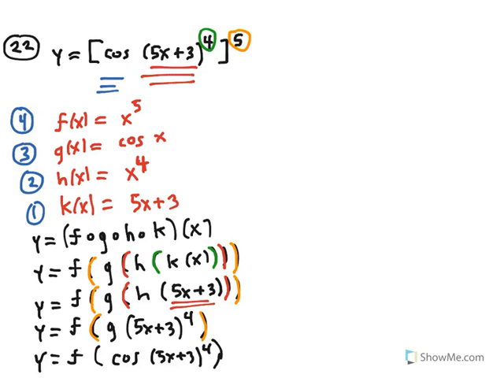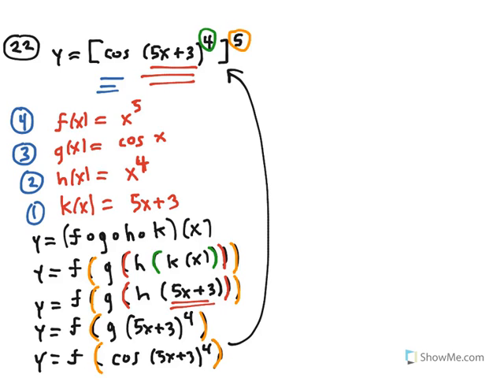And then finally, what does the last function do? The last function is the outside function. It takes the output from the third function and it raises it to the 5th power. And when we do that, we get what we have for number 22.